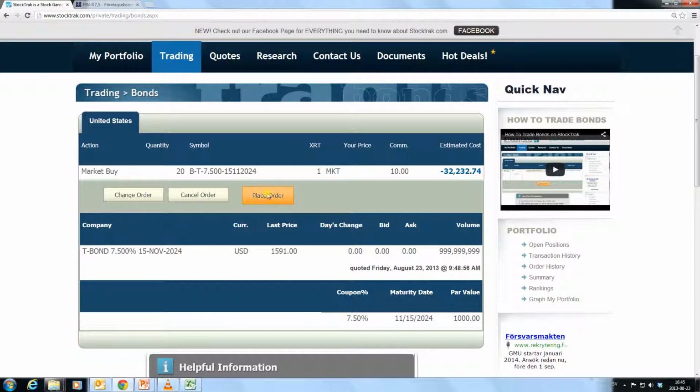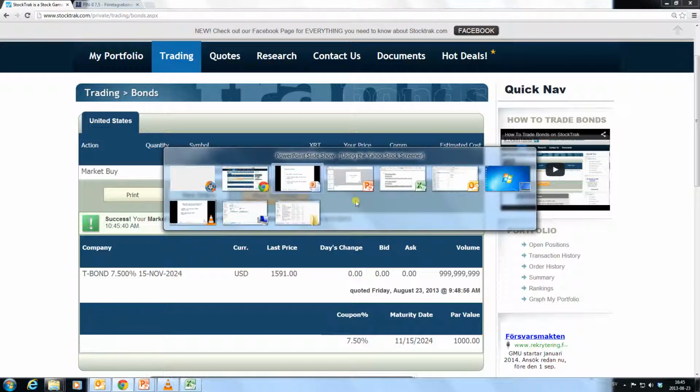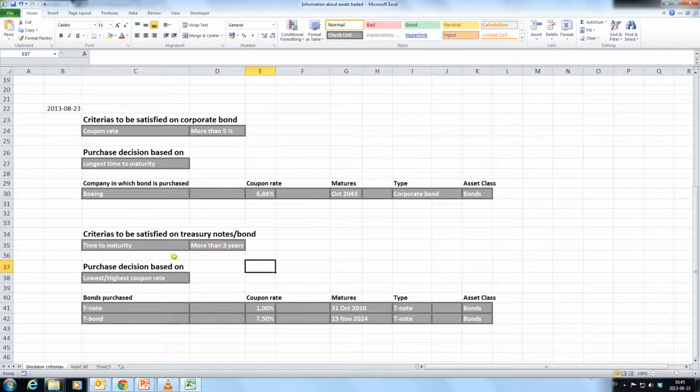Okay, placed order, and now I purchased a treasury bond, treasury note, as well as a corporate bond from Boeing. Just as with stocks, I'm going to include information on these. So on the corporate bond, I say that, okay, I would like the coupon rate to be above 5%. Of all the ones that had more than 5% coupon rate, I choose the one with the longest time to maturity, and this was for no specific reason. The bond I did purchase was Boeing. The coupon rate was 6.88%. It matures in October 2033.